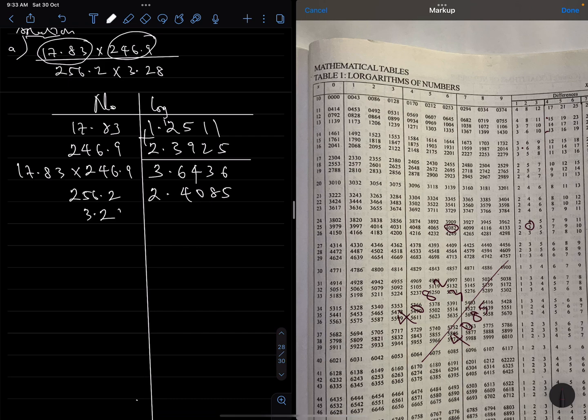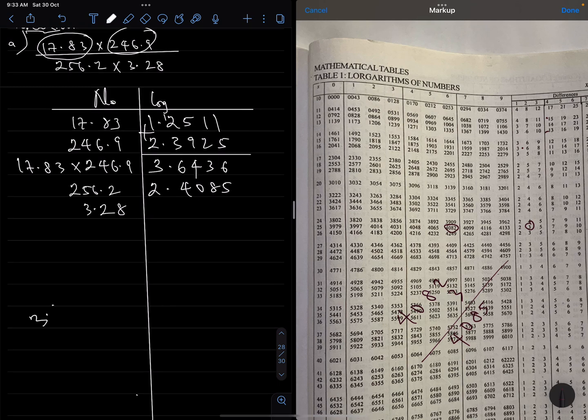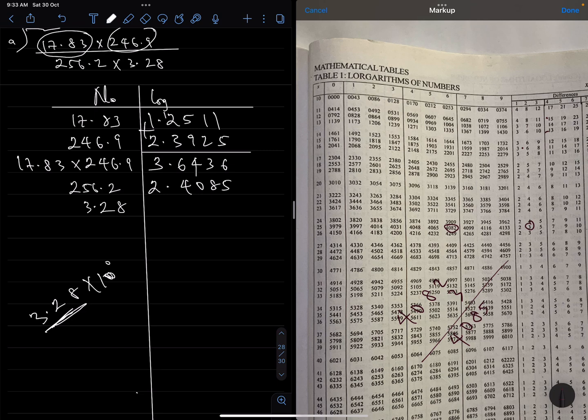Now what's the next number? 3.28. Don't forget that I'm multiplying these two numbers. Here we don't need to move the decimal anywhere. It's already in front of the first significant figure. So it's the same as saying 3.28 times 10 raised to power 0. If you say times by 1, that's times 10 now, and to change it, it will become 32.8. But times by 0 is the same as 1, so 1 times this is still the same as this. Exactly. So that means the characteristic is what? The power of 10, that's 0.